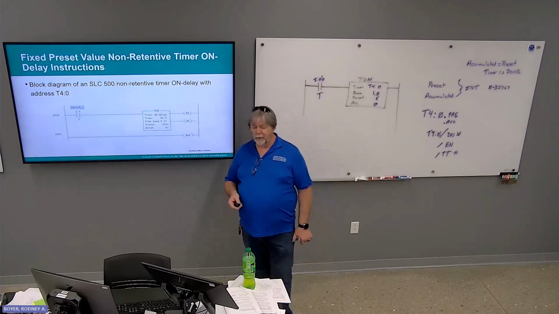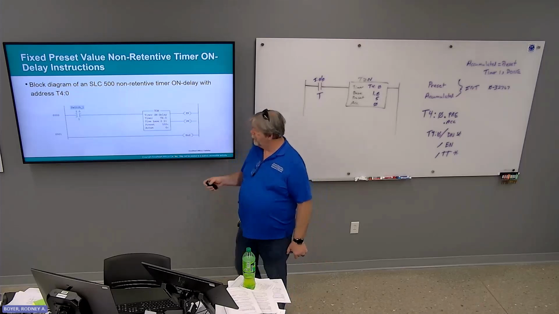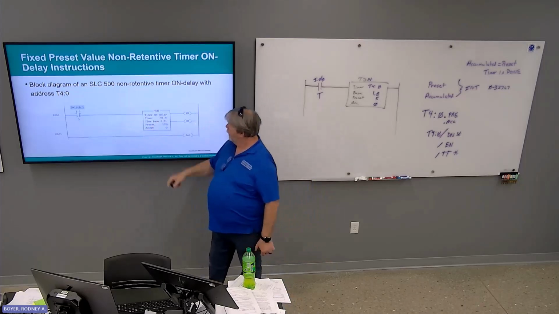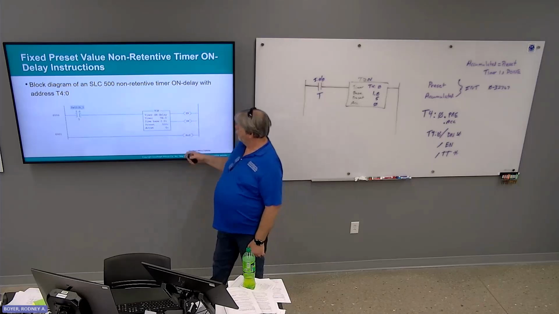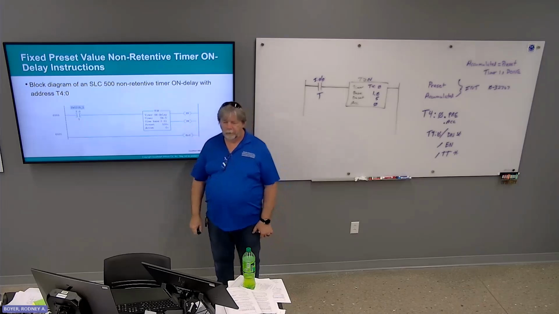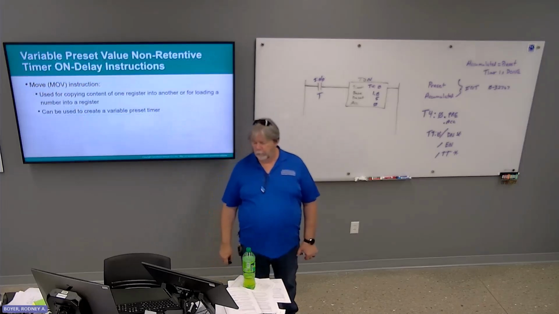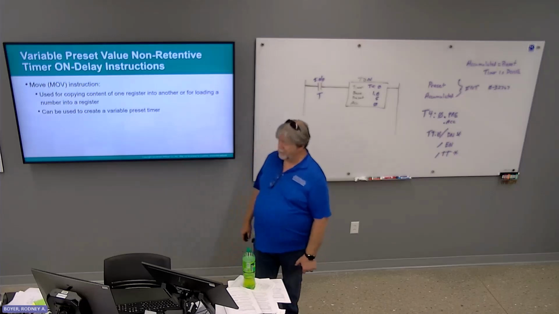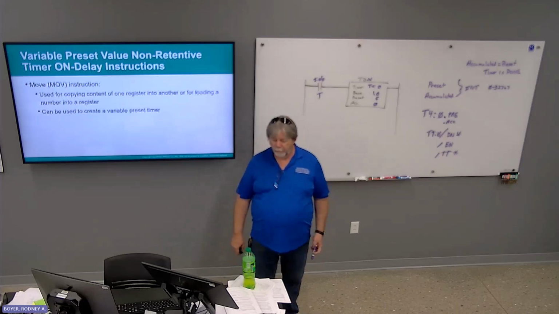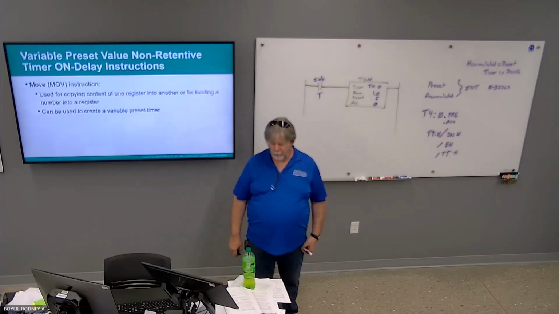So anyway, as soon as the conditional logic evaluates true, the timer is going to start timing. When accumulated equals preset, the done bit sets. Okay. That's a weird place to put the move instruction. Move is used for copying the content of one register into another.